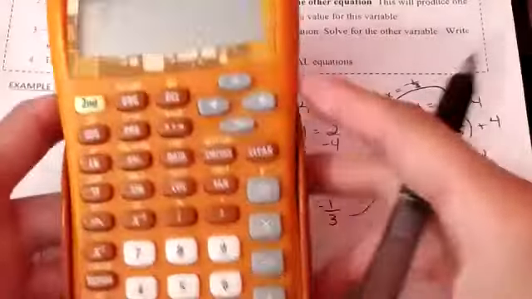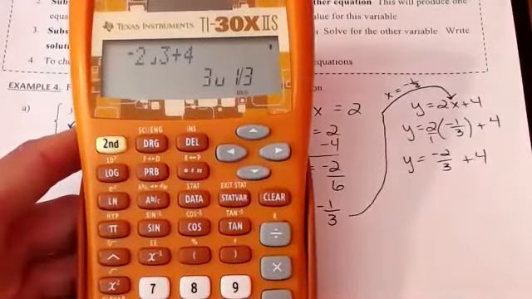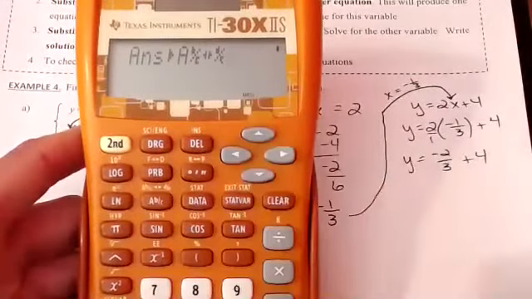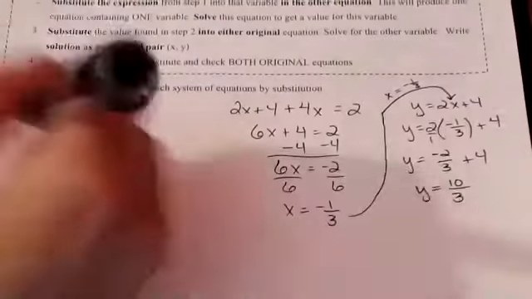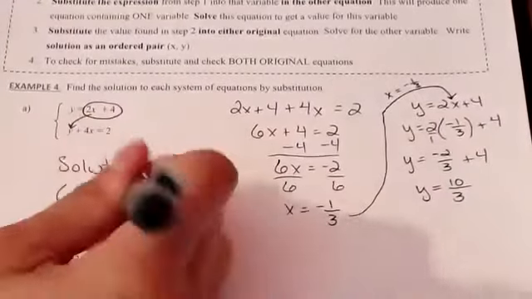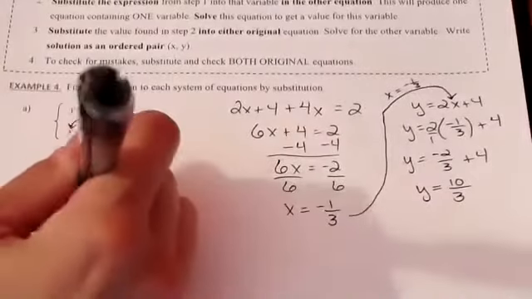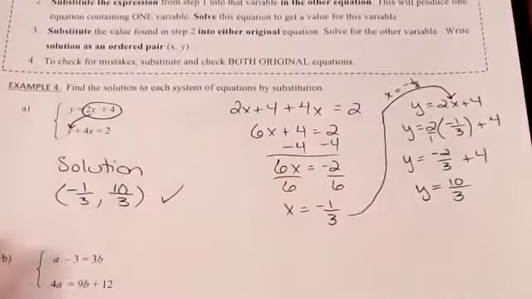You don't even have to worry about anything. Just -2/3 plus 4. Plug that in. That gives you 3 1/3, which will change to 10/3. And we just found our solution. So y is equal to 10/3. Recall that you must write your solution as an ordered pair. So in this case, our solution is -1/3, comma 10/3. And there you have it.